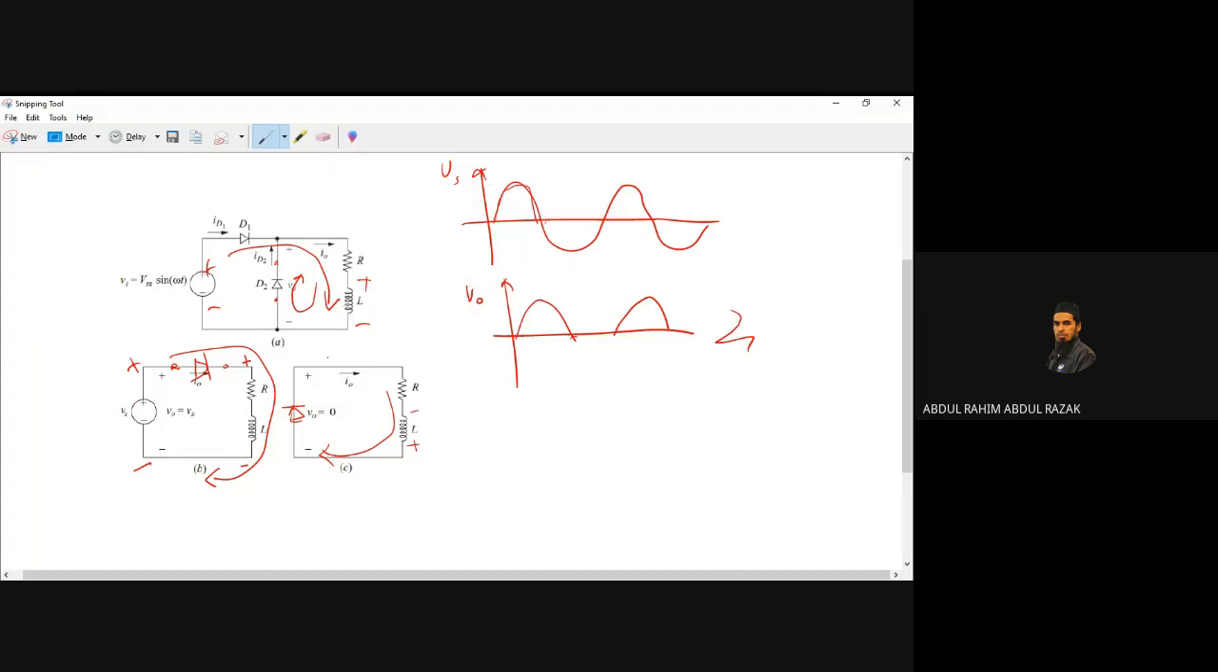So this is the first cycle, this is the second cycle. Go into the diode, back to R, until the current goes down to 0.